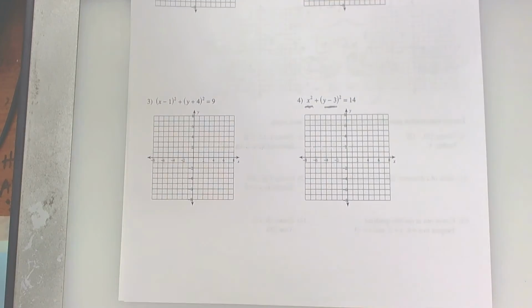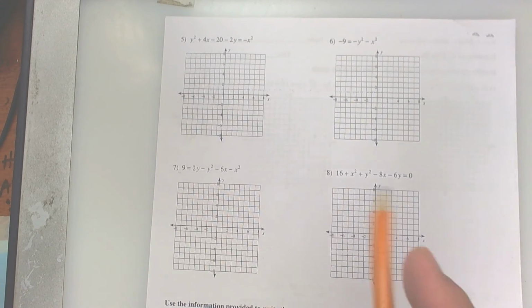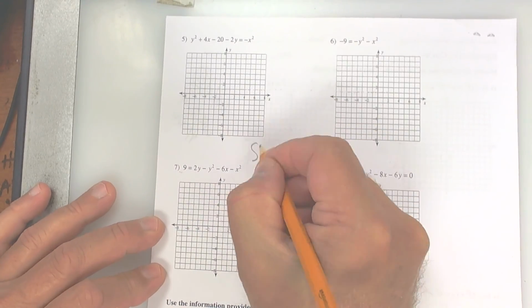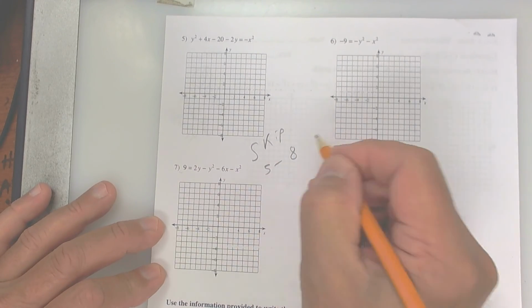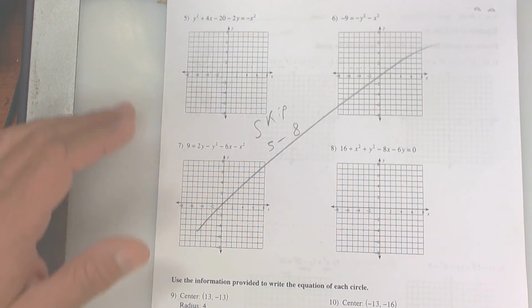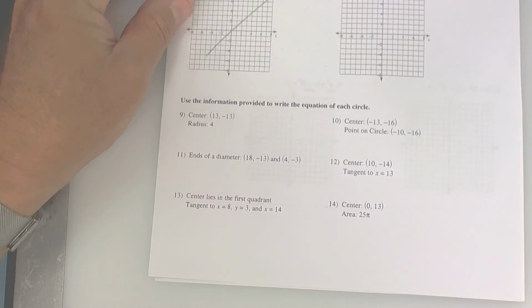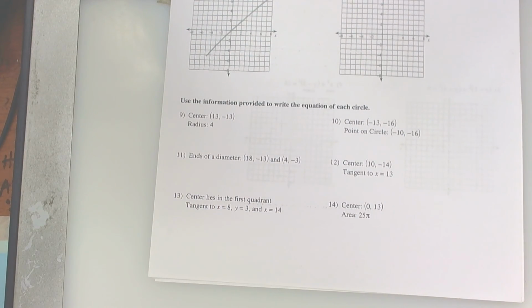Okay, so the first page is pretty easy. Let's turn our attention to the back page. The back page, you have to do a process called completing the square here. So for the time being, we're going to skip 5 through 8. Skip those. This one says write an equation of a circle. Okay, so watch how I do this.